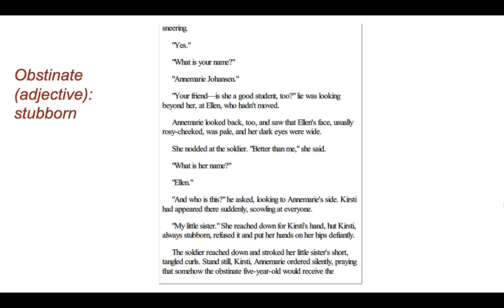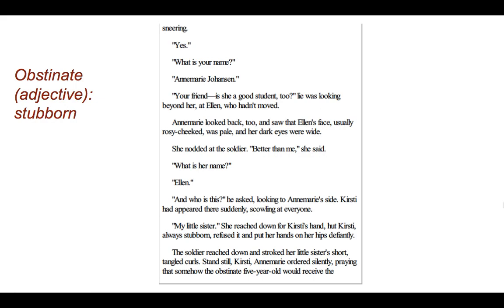"Your friend, is she a good student too?" He was looking beyond her at Ellen, who hadn't moved. Anne-Marie looked back too, and saw that Ellen's face, usually rosy-cheeked, was pale, and her dark eyes were wide. She nodded at the soldier. "Better than me," she said. "What is her name?" "Ellen." "And who is this?" he asked, looking to Anne-Marie's side.